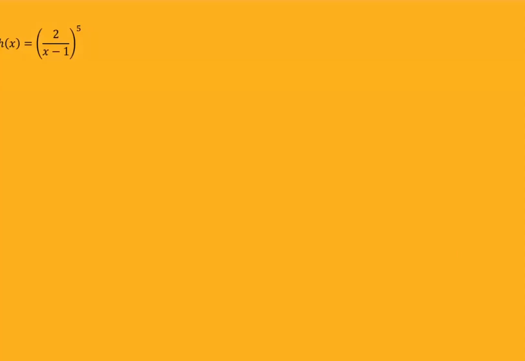Okay, so let's have an example applying the chain rule. We have here the given h of x is equal to 2 over x minus 1, to the power of 5. So if we are going to follow the given formula there, this is your h of x. So find the derivative, the derivative of u to the n. Your u here is this one.